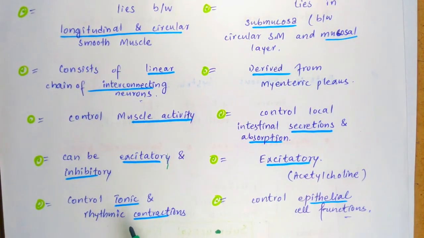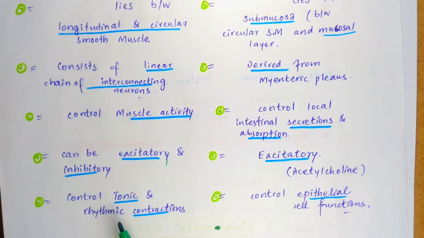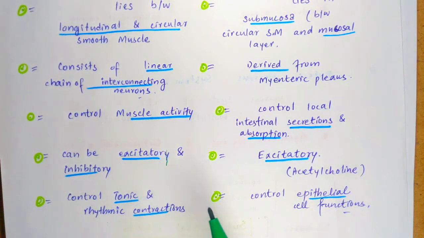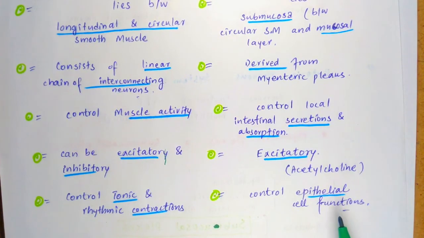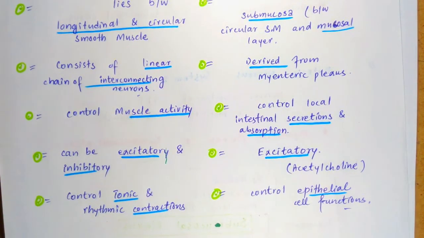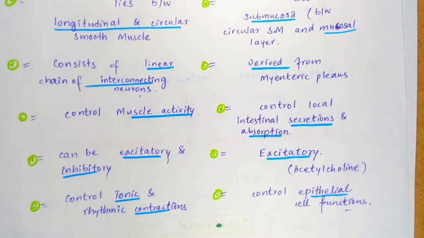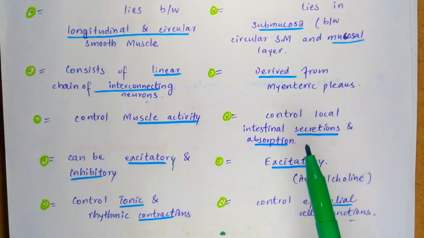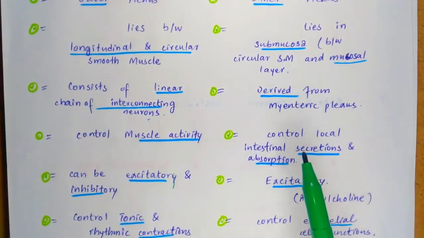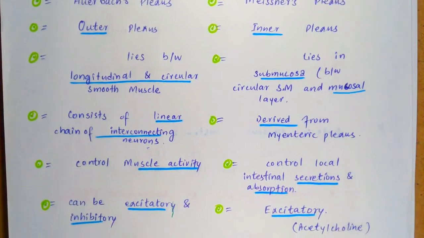The myenteric plexus is also involved in the control of tonic and rhythmic contractions. The submucosal plexus controls epithelial cell functions. So these are the main or primary differences between both networks or plexuses of the enteric nervous system.